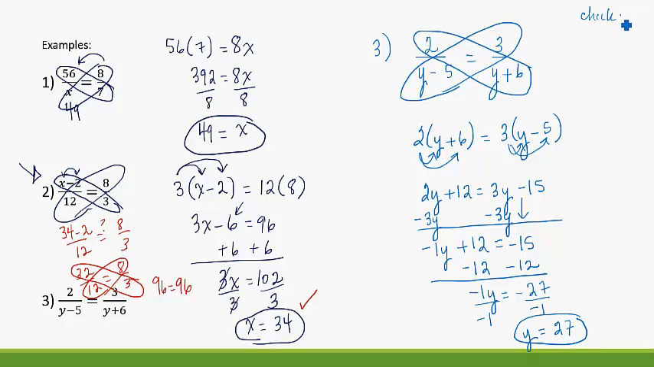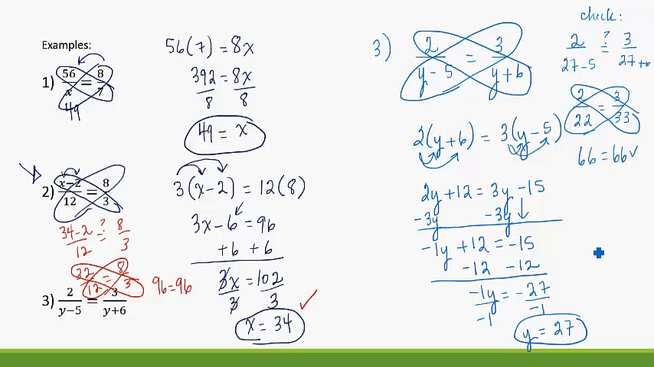Let's check that real quick. I'm going to have 2 over 27 minus 5, and the question is, does this equal 3 over 27 plus 6? So my question is just, is 2 over 22 equal to 3 over 33? I think you guys can see that these both reduce to 1 over 11. But just to check, we can use our cross product: 2 times 33 is going to give me 66, and 3 times 22 is also going to give me 66. So we can be confident in our answer.